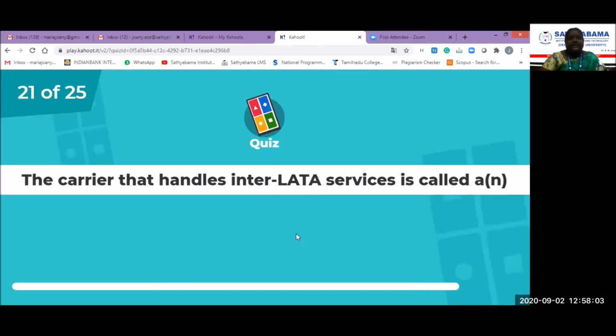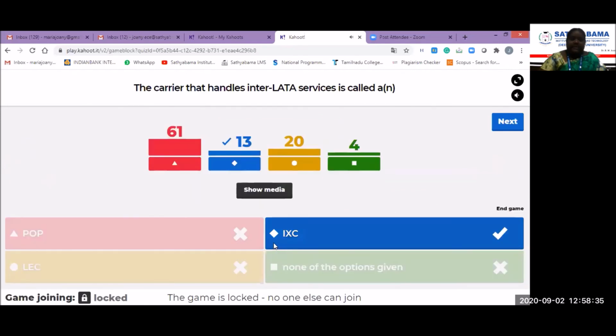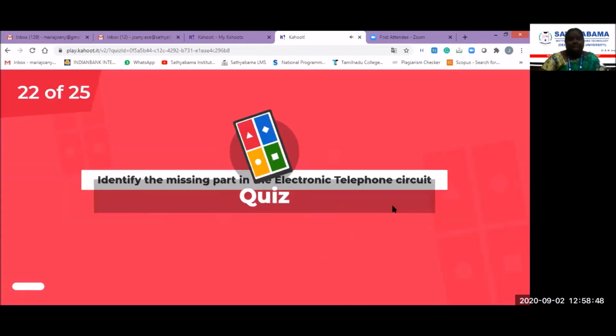What handles the inter-LATA services is called, between the LATA services. This we have already seen in the diagram. It is going to be IXC, the integrated exchange circuits.